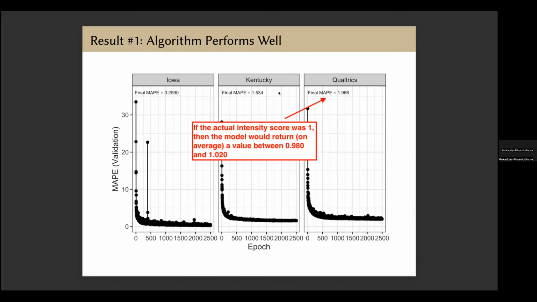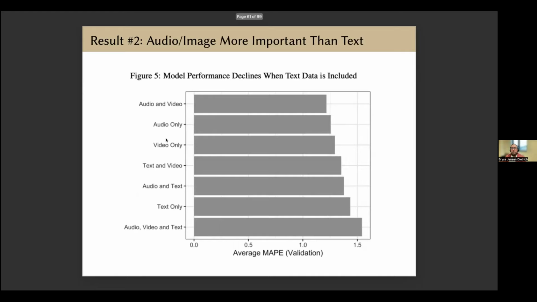So if the actual intensity score was a 5, then the model would return on average a value between 4.90 and 5.098. To us, this meant that the model performed remarkably well for our purposes. But we also found that the text data didn't actually add much to the model. In fact, it decreased the performance of the model. The best model that we estimated using all different combinations of our data was the model that only used the audio and video data and excluded the text data.